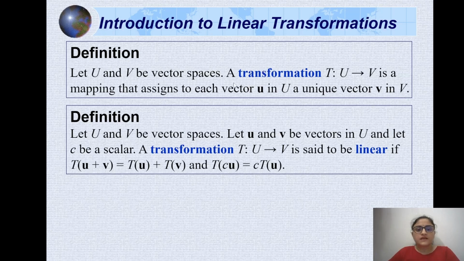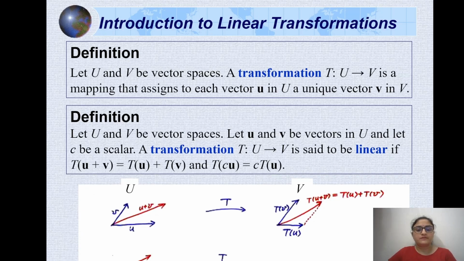Now, when do we say that a transformation is a linear transformation? Suppose we have a transformation T from U to V. This transformation is said to be a linear transformation if it satisfies T applied to u plus v is the same as Tu plus Tv, and T applied to a scalar times vector u is c times Tu.